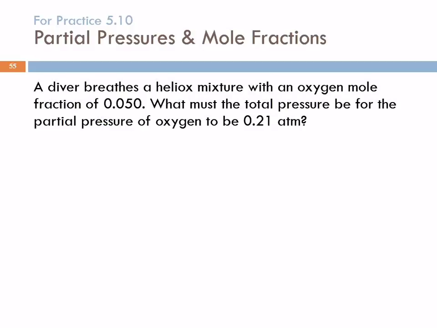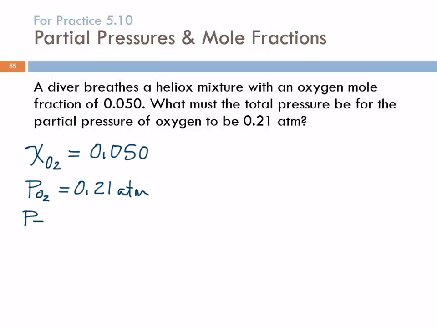So let's write that down. The mole fraction of oxygen is 0.050. What must the total pressure be for the partial pressure of oxygen to be 0.21? So we want the partial pressure of oxygen to be 0.21 atmospheres. That's what our bodies are optimized for. That's the pressure of oxygen at atmospheric pressure. So we're good in that situation. What does the total pressure need to be? So we're looking for P total.